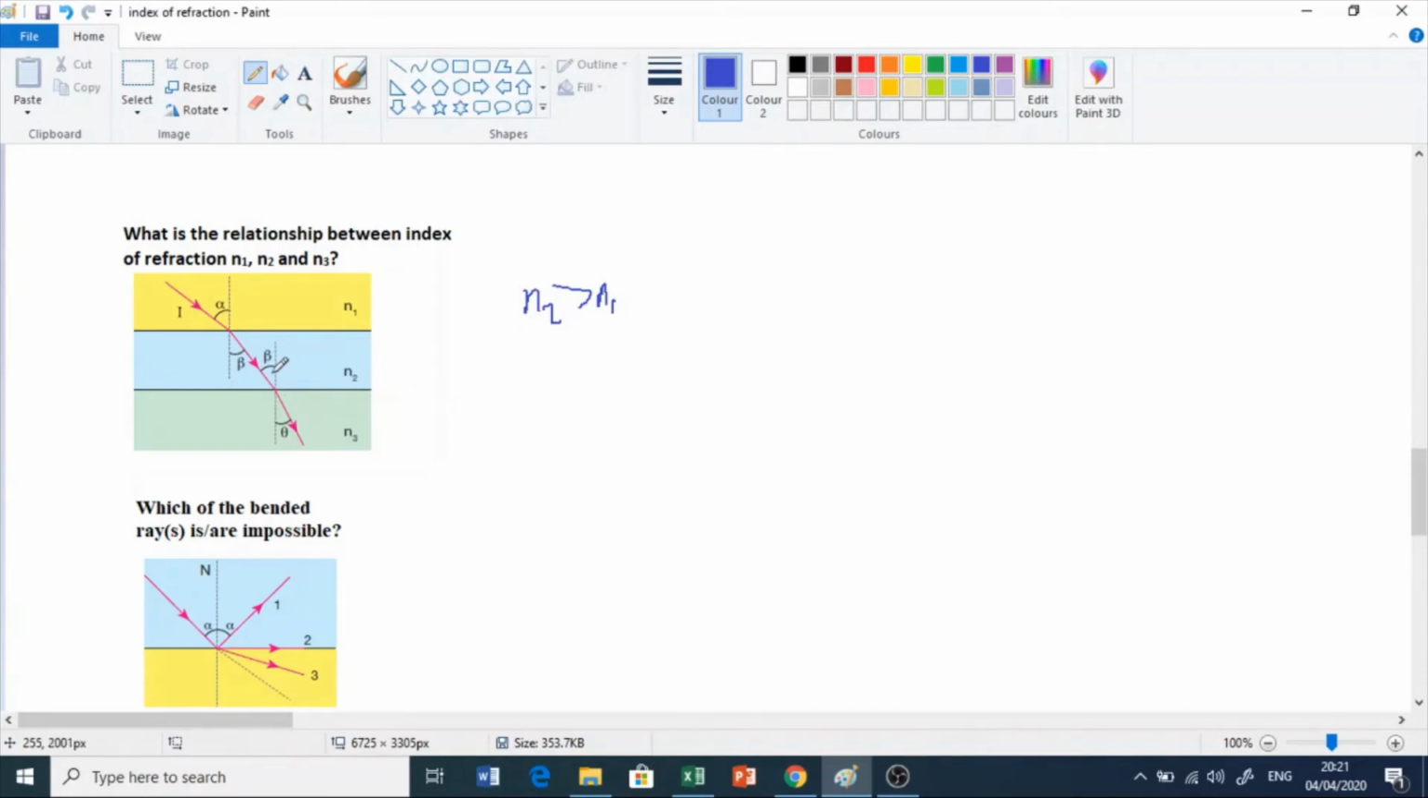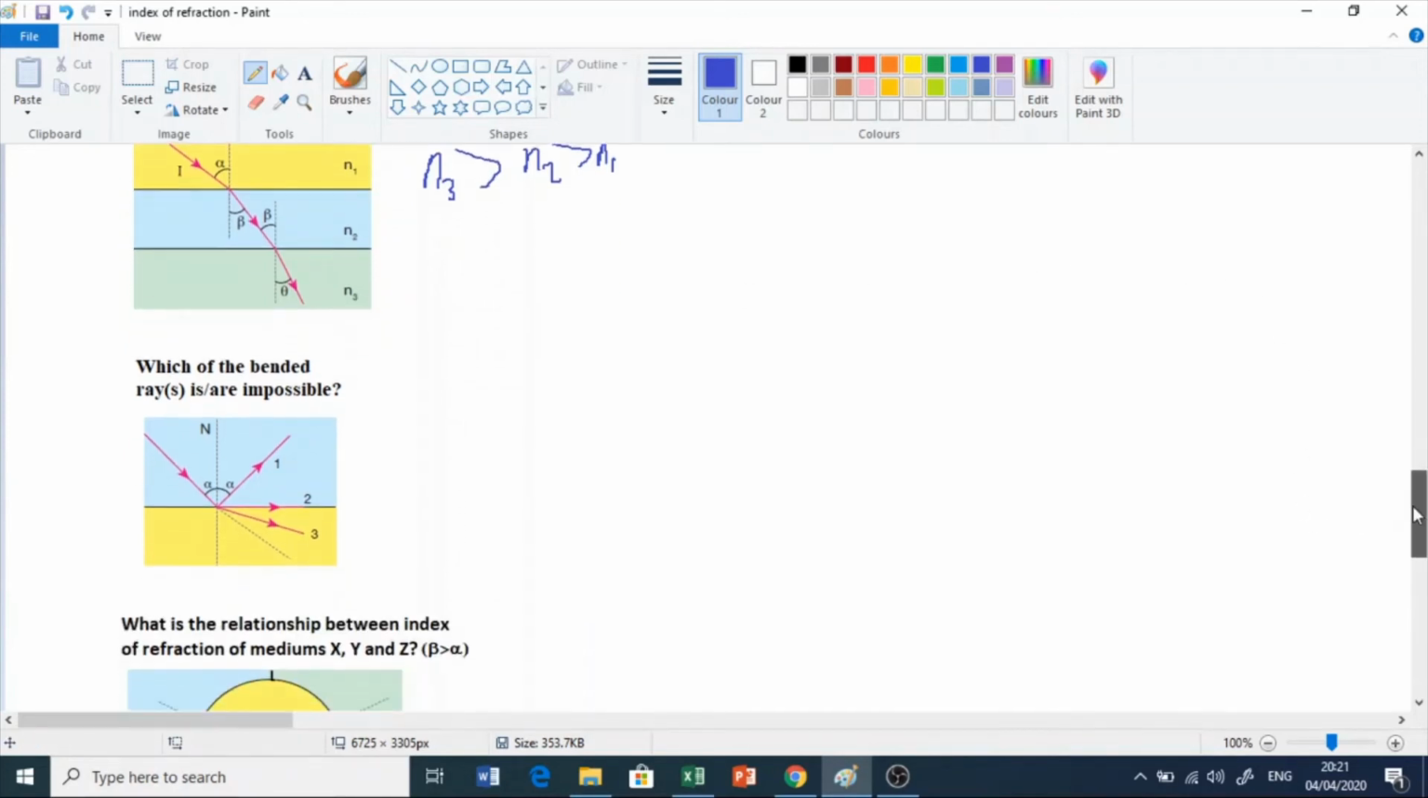Let's look at the movement of the light from the second one to the third one. As you see, this is the incident ray, and the refracted ray is refracted toward the normal. Again, we can conclude that n3 is bigger than n2. So this is the relationship between the index of refraction of 3 materials, 3 mediums.